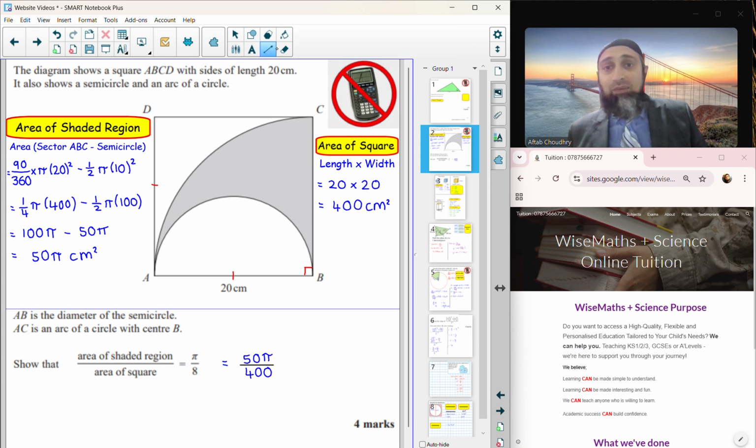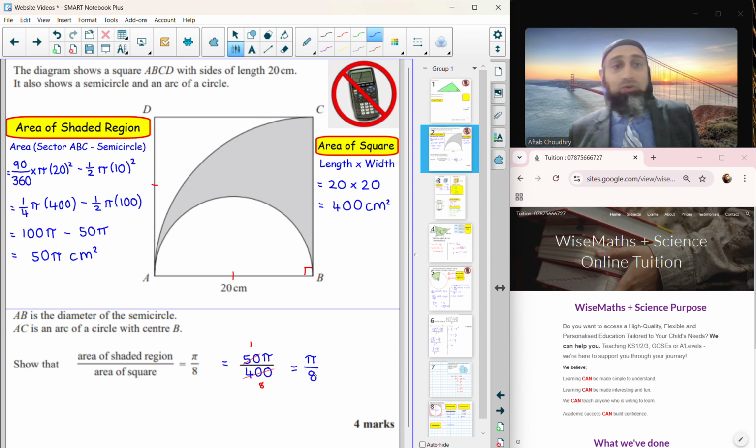Let's cancel that down then. Divide this by 50. Divide this by 50. And you will be left with 1 part over here, 8 parts over there. And therefore your final answer works out to be 1 times pi is pi, and then all over 8. And that's exactly what we require.